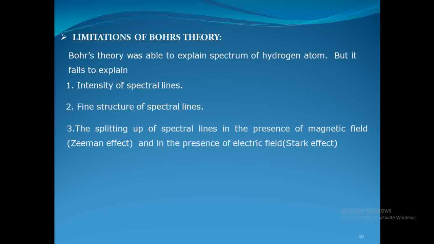If you place the source which is emitting the spectrum in the presence of an electric field or in the presence of a magnetic field, and observe that particular line spectrum, we can see that a single spectral line will be divided into 2 or more components. That is what we call the splitting up of the spectral line in the presence of a magnetic field or electric field.